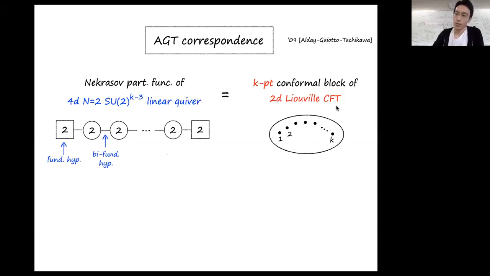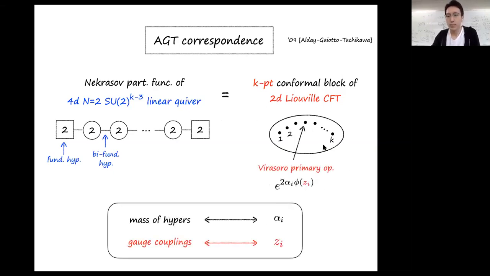And in two dimensions, you instead consider a Liouville CFT, bosonic Liouville CFT, defined on a sphere with K punctures. I mean, this K is the number of circles here plus 3. The number of circles is the number of SU(2)s, which is K minus 3, and the number of punctures here is K. So these two numbers are correlated. And at each of these K punctures, we insert a Virasoro primary. So basically in the two-dimensional side, we consider a K-point correlation function of these vertex operators. And in particular, we focus on the conformal block of this K-point function.